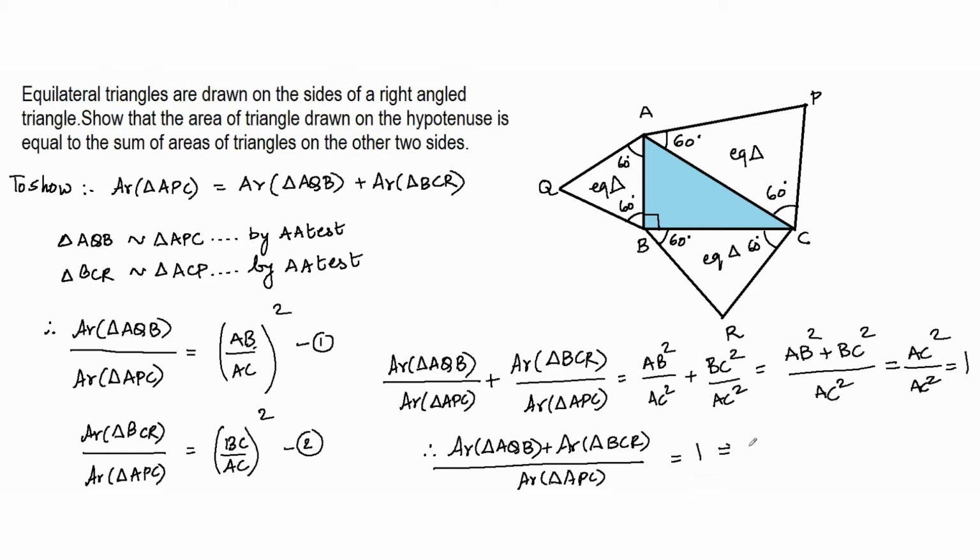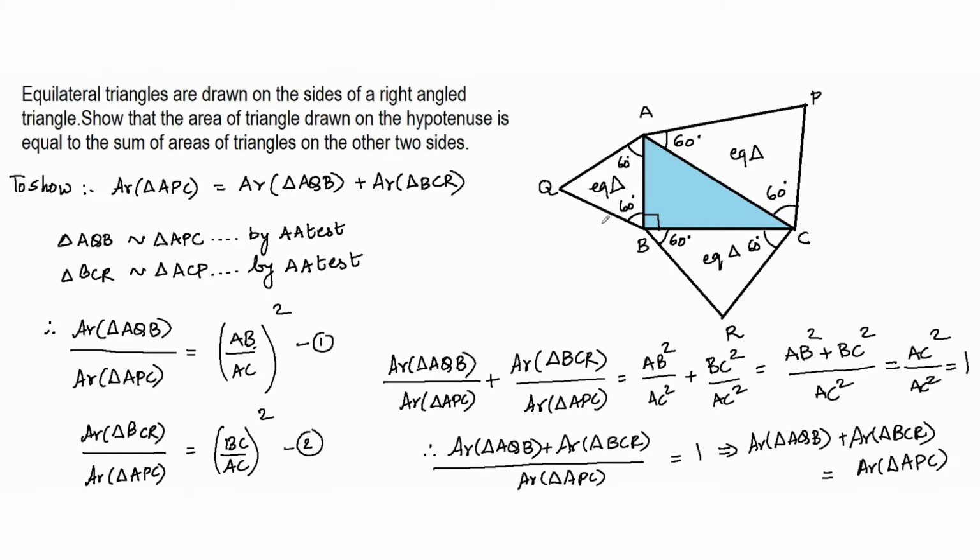And this implies that, by cross multiplying, taking the area of triangle APC to the right hand side, I get area of triangle AQB plus area of triangle BCR is equal to area of triangle APC. And this is exactly what I had to prove, and therefore hence proved.